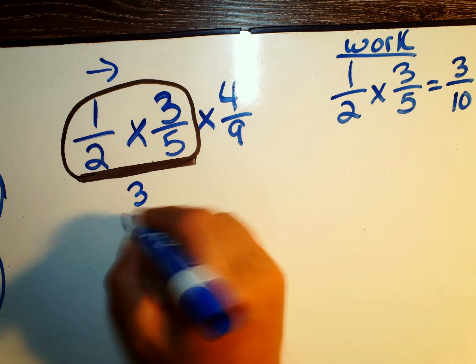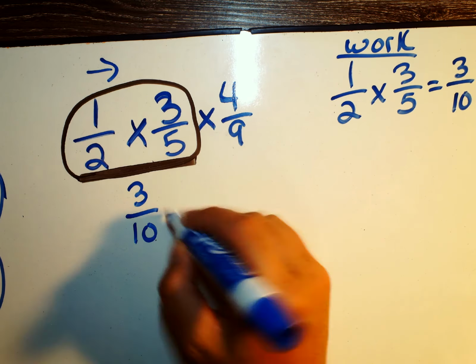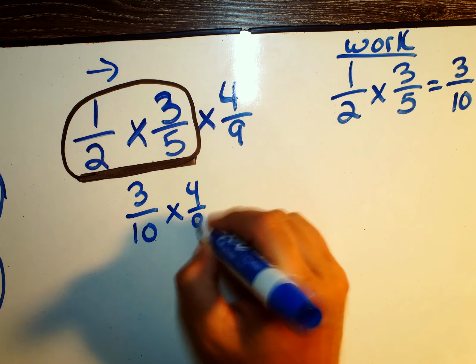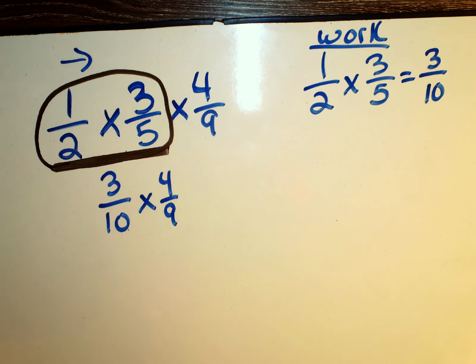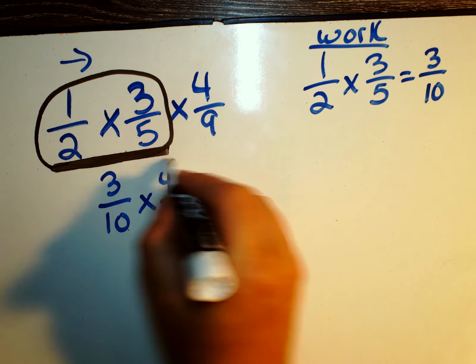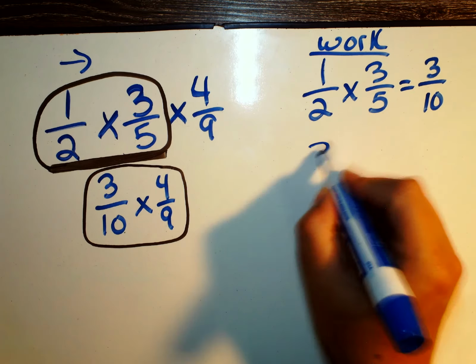So that 3/10 is going to go down here. We're still doing that V formation. So 3/10, and anything that's not highlighted, you're going to bring down. So times 4/9. So now we're going to do our last step. Our last step is 3/10 times 4/9. That's our last step that we're going to do.